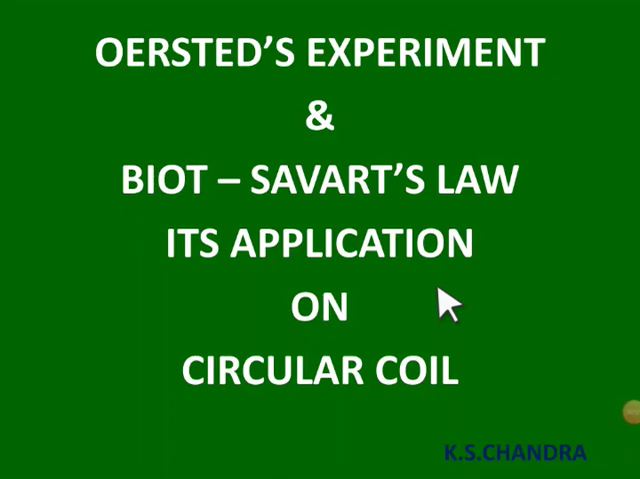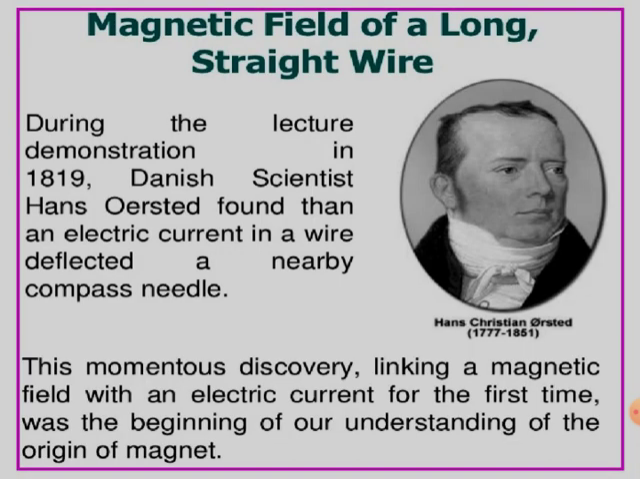Welcome to physics class on Oersted's experiment and Biot-Savart's law, its applications on a circular coil, of CBSE class 12, chapter 4, moving charges and magnetism. Before 1820, electricity and magnetism were studied and thought of as separate entities or branches of physics.